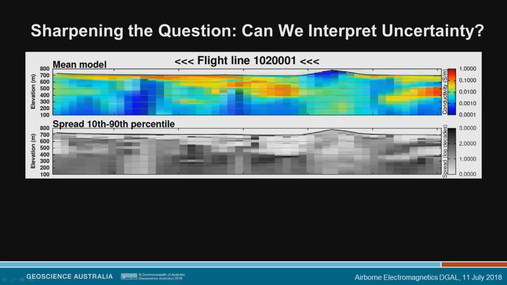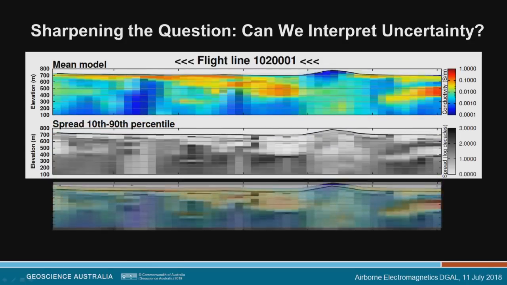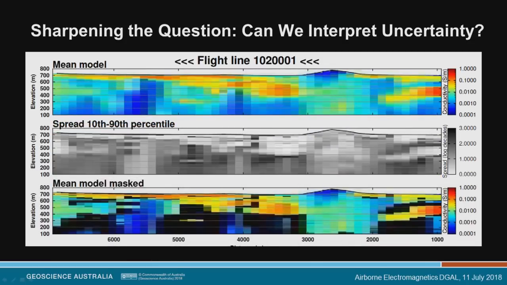So how do we interpret uncertainty? Here is a section inverted using sequential Monte Carlo. We have the mean model, and we have the spread from the 10th to 90th percentile. How do we combine these two? What can we use out of this? This is just an off-the-cuff example, not necessarily canonical, but we need to be able to exercise this data properly to see what we can see versus what we can't see.